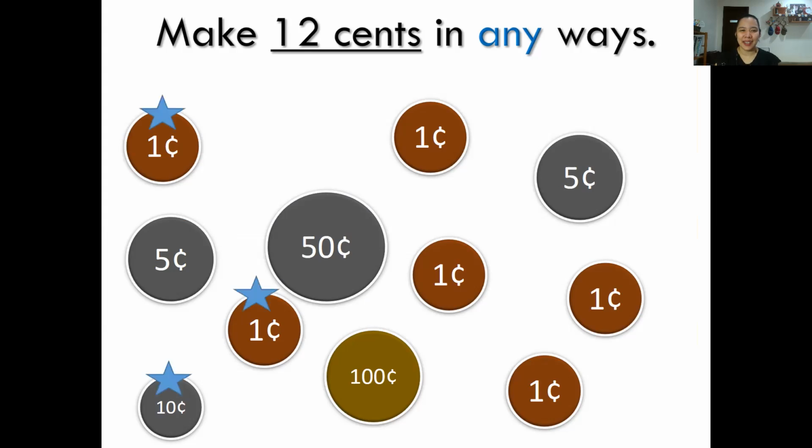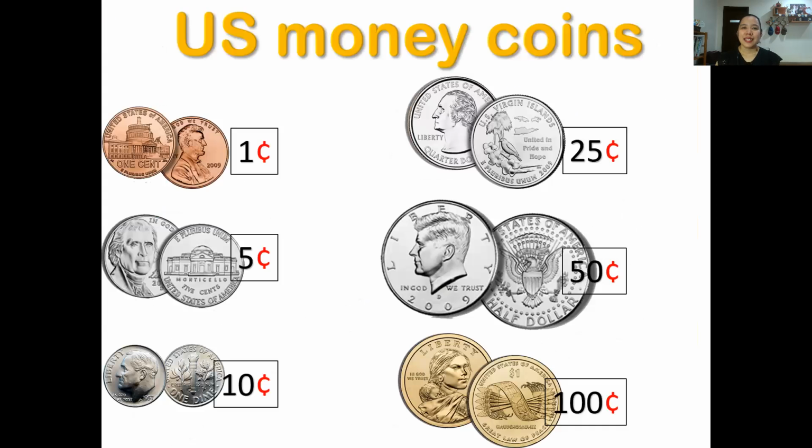Yes, good. So 10 cents plus 1 cent plus 1 cent. Is there any other way? Yes, you can say also 5 cents plus 5 cents plus 1 cent plus 1 cent. That's equal to 12 cents. Good job. So you know already the US money coins, and I'm sure you win the game.